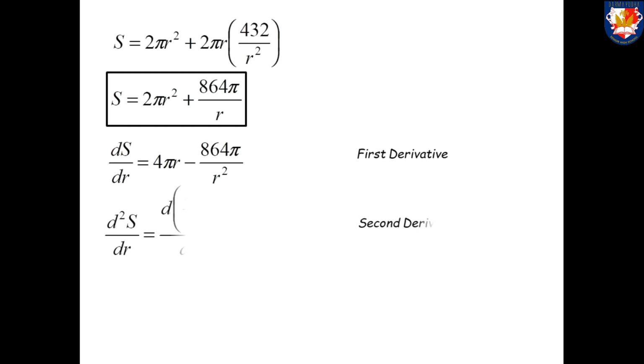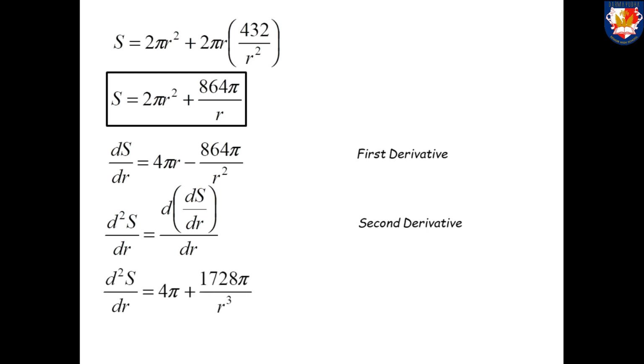To find out whether S is maximum or minimum, we have to find the first derivative and the second derivative. The first derivative dS/dr equals 4πr − 864π/r². The second derivative, d²S/dr², the derivative of the first derivative, is 4π + 1728π/r³.